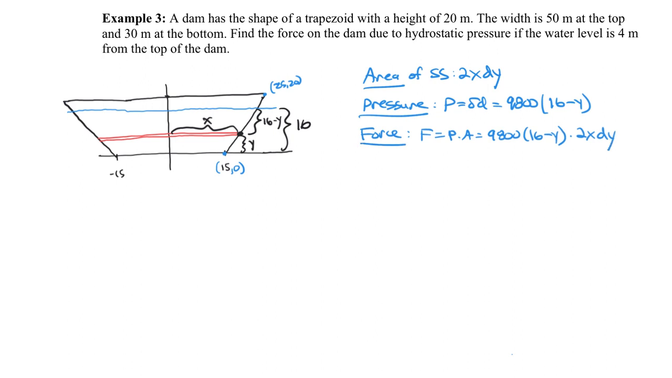And once we have this, we can find the total force against that dam by integrating all these little sample strips. So that is going to be, once again, I'll pull the constants out front. So we get 9,800 times 2 times x times 16 minus y dy. We're going to integrate wherever the strips are going to be. So from here, from this picture, go from 0 to 16.